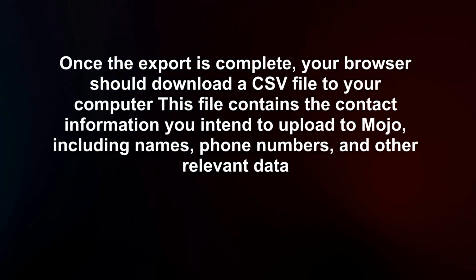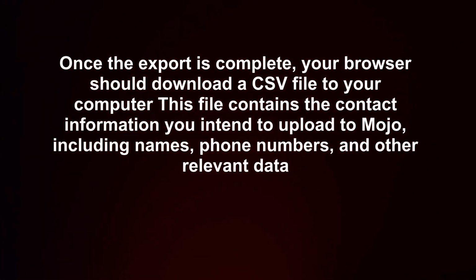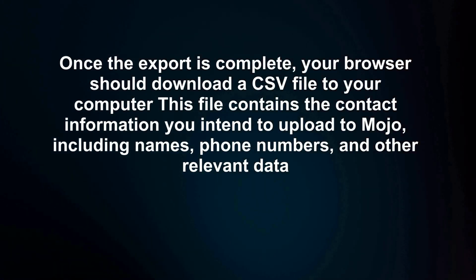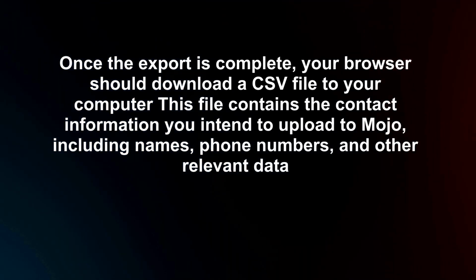Once the export is complete, your browser should download a CSV file to your computer. This file contains the contact information you intend to upload to Mojo, including names, phone numbers, and other relevant data.